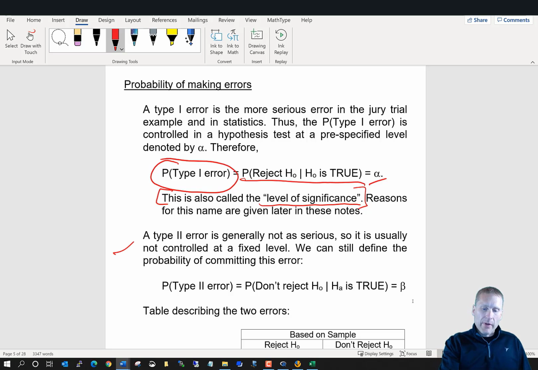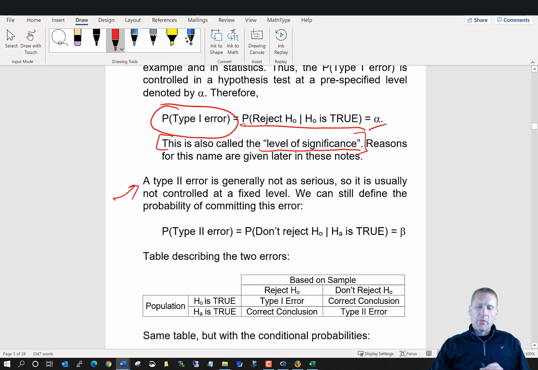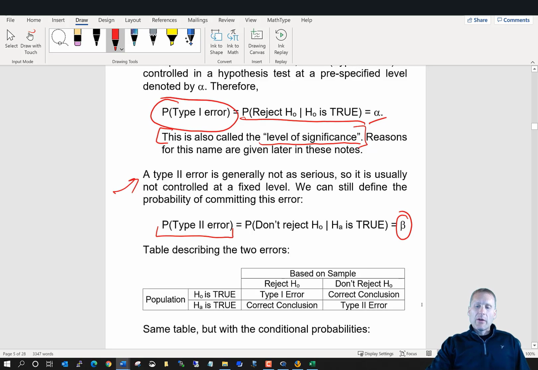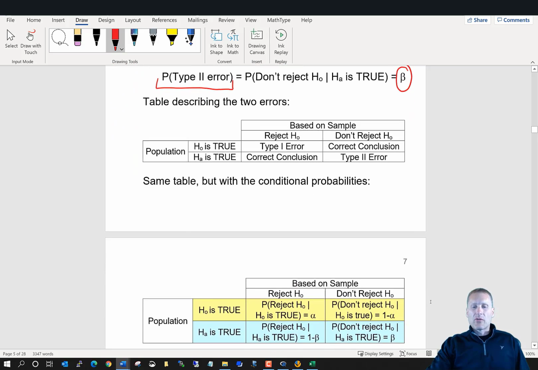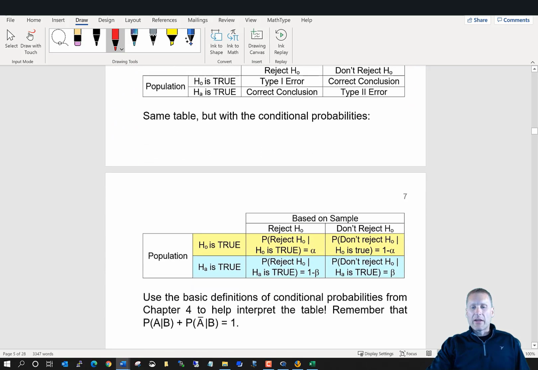Now, a type 2 error, we are not going to control this error in hypothesis testing, at least not as directly as we are with these type 1 errors. But we can still define it. Probability of type 2 error is going to be defined simply as the Greek letter beta. And so here we have a nice little table that helps describe these kinds of errors that can occur.